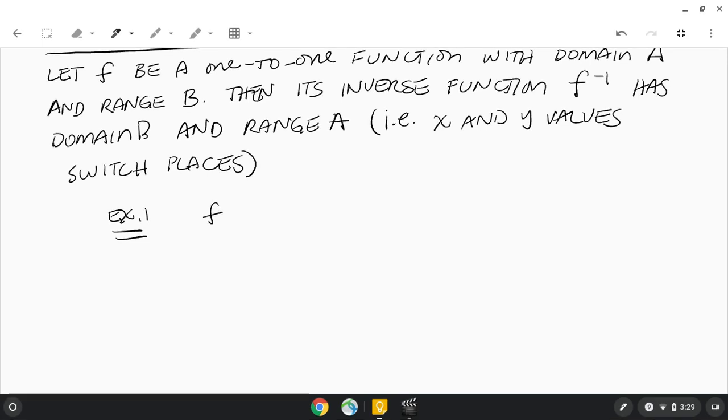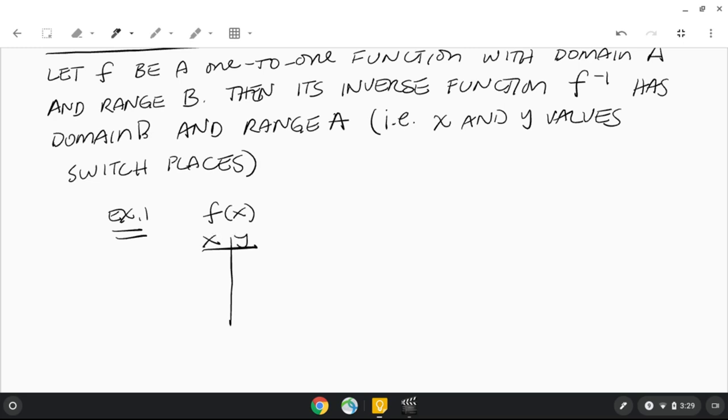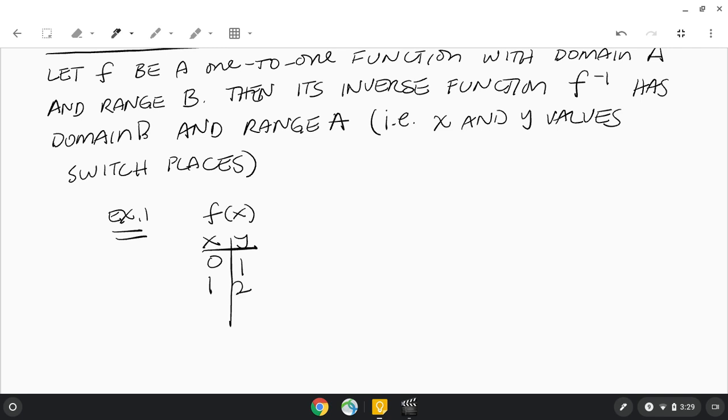Okay, suppose that this is my function f of x, and it's made up of this table of values, 0, 1, 1, 2, 2, 3. Okay, so there's my function, and there are some points on my function. Okay, then my inverse function, according to the above definition, is going to be made up of these values, okay, where the x and y's switch.